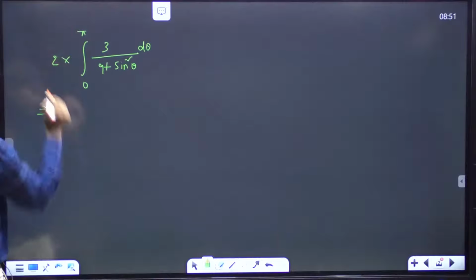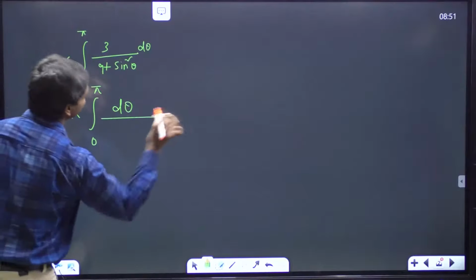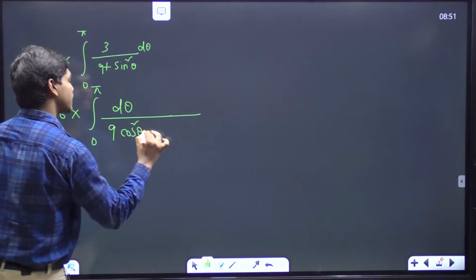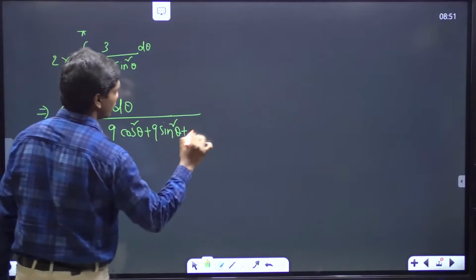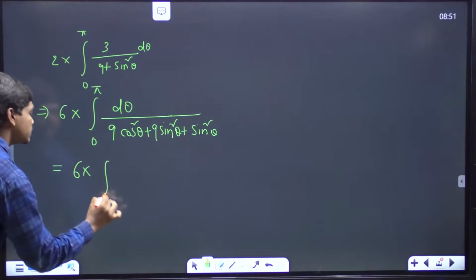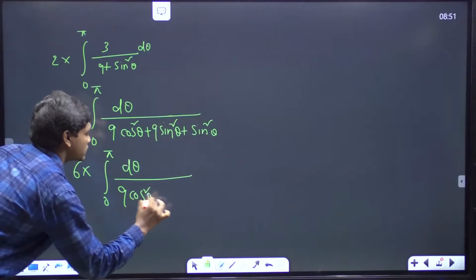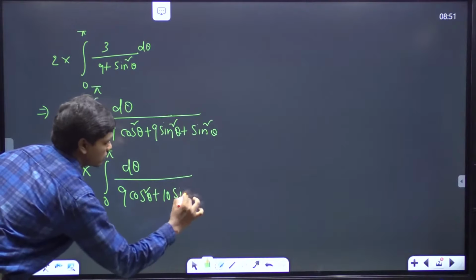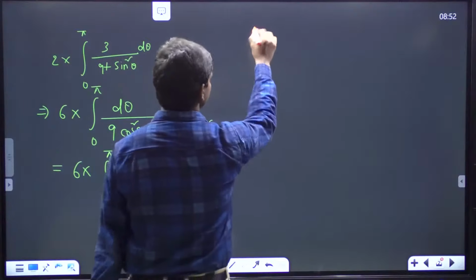So if you bring this 3 out as a constant, 2 into 3 is 6 into integral 0 to pi d theta divided by this 9, which can be written as 9 cos square theta plus 9 sine square theta, correct? Because if you take 9 common, you have cos square theta plus sine square theta as 1, plus sine square theta. So this is equal to 6 into integral 0 to pi d theta divided by 9 cos square theta plus 10 sine square theta. This is the integral we have, and I gave you one formulation for this kind of integrals.